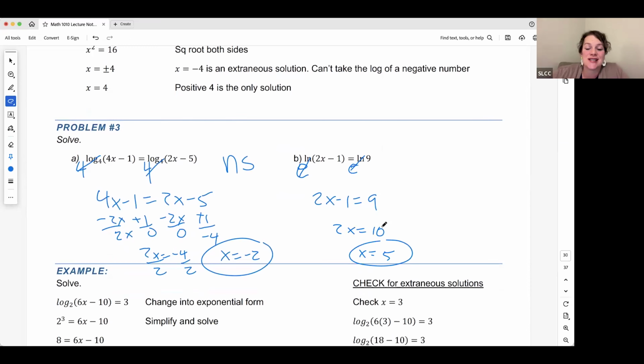Could this be true? Let's see. So I plug it back in. 2 times 5 is 10, minus 1 is 9. Natural log of 9 equals natural log of 9.